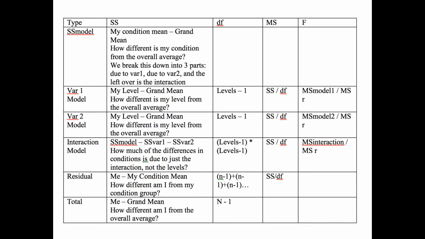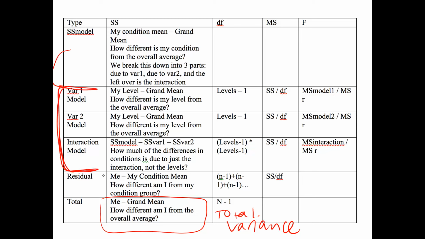And so to end, let's go back and look at this. So sum of squares total, we did mean minus a grand mean. How different am I from the overall average? And this is total variance. Okay, it's the sum of squares total. Then I broke that into SS model, which is these three pieces here. So I have two main effects, 1, 2, and the interaction. Okay.